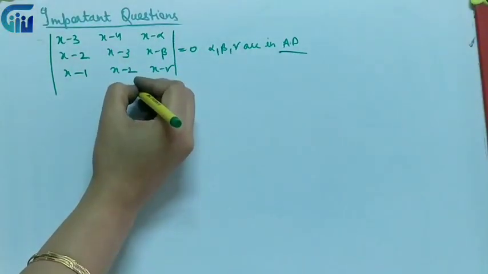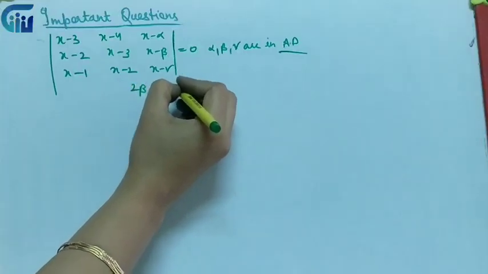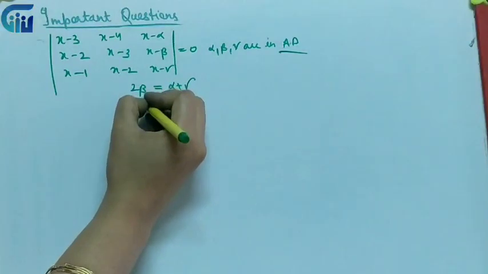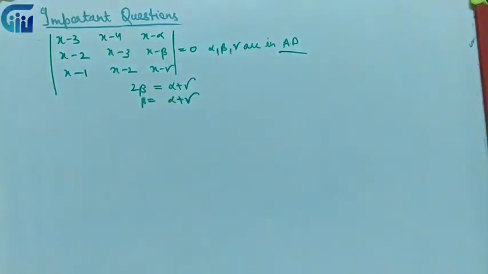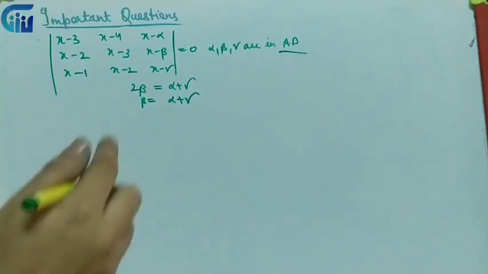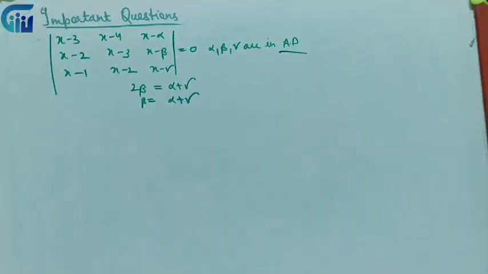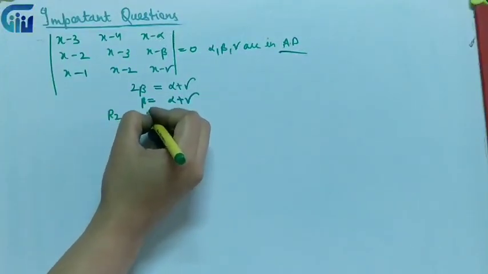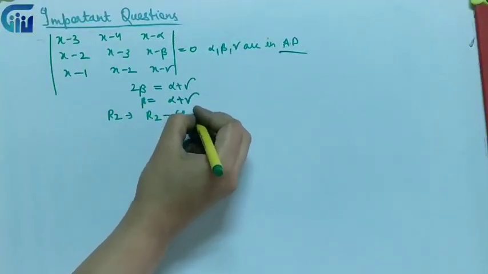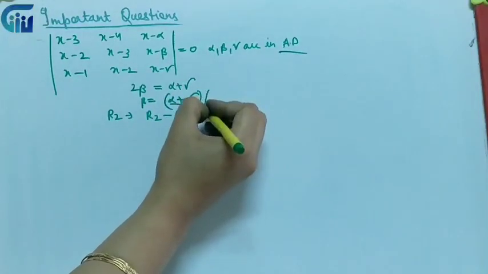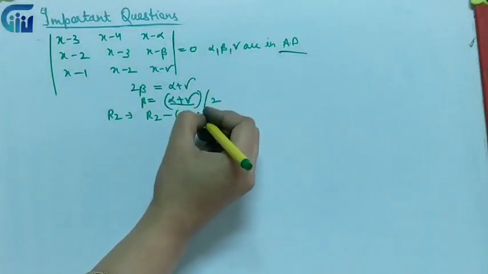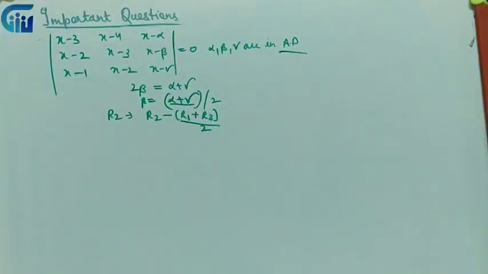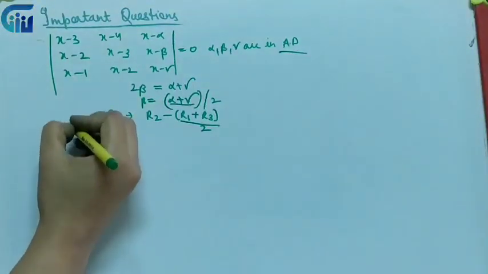What we know is that if alpha, beta, gamma are in AP, then 2 times beta is equal to alpha plus gamma, or we can write beta is equal to (alpha plus gamma) by 2. Now everything is centered around beta, so beta is there in R2. So if I apply the operation R2 minus (R1 plus R3) divided by 2, let's see what happens. All the other terms will be the same.